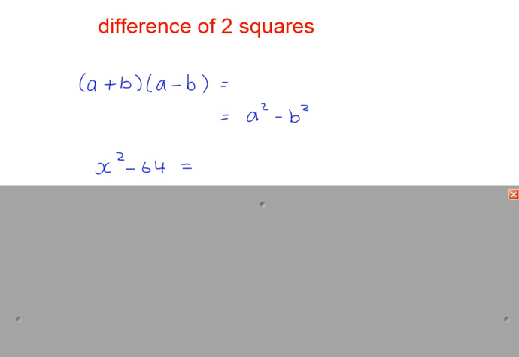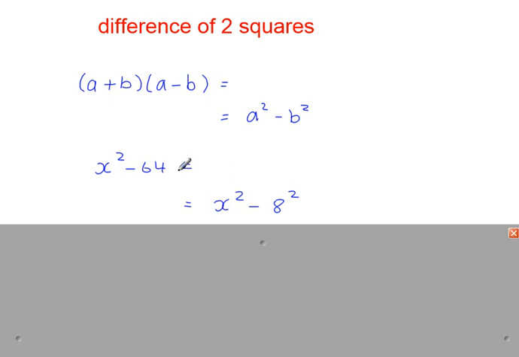To factorize the x squared minus 64, I need two fully squared terms. The 64 is not a square term at the moment, so we can rewrite that as 8 squared. And now I have two fully squared terms, because what we're looking for is something in this form: something in brackets squared minus something else in brackets squared. So I have that now.